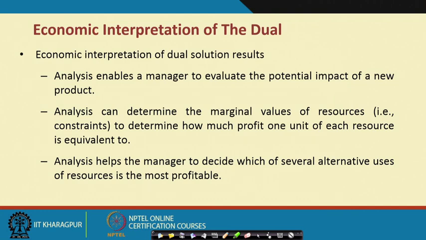The analysis gives you an idea to evaluate the potential impact of a new product, and the analysis can determine the marginal values of the resources, that is the constraints, to determine how much profit one unit of each resource is equivalent to. This analysis can help the manager decide which of several alternative uses of resources is the most profitable. So this is how the economic interpretation of the dual corresponds to the primal requirement.